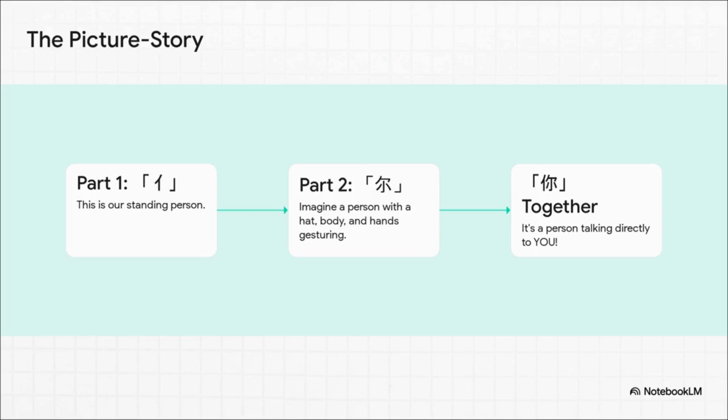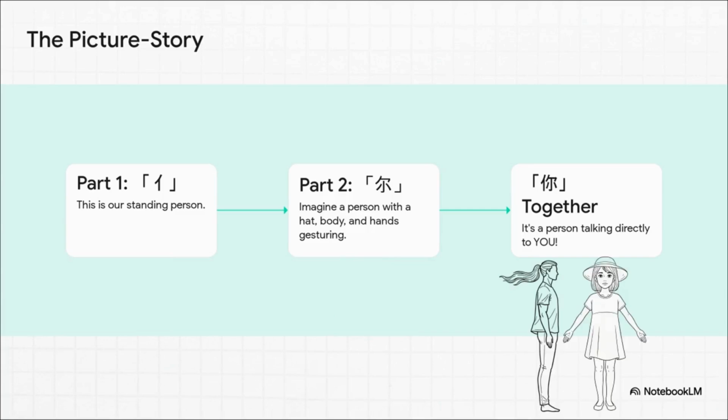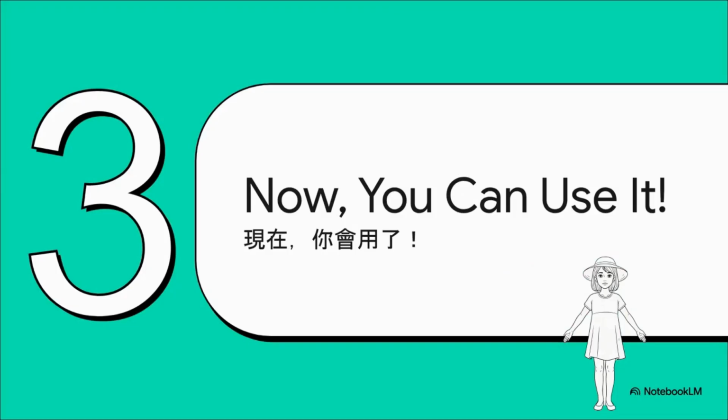Step 1, the left side, ren. That's our standing person. Got it? Now, for the right side, er. Let's get a little creative. Imagine that top stroke is a little hat. The boxy part in the middle, that's the body. And those strokes at the bottom, let's imagine those are hands, and they're gesturing, pointing. So, what do we have when we put it all together? We have a person wearing a hat, gesturing and talking directly to who? To you. See it?